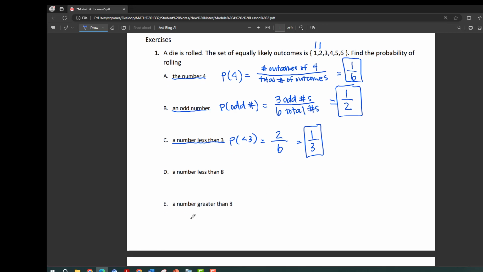Okay. A number less than 8. All right, so all of our numbers are less than 8. 1, 2, 3, 4, 5, and 6. So that means we have 6 out of 6, which is 1, or 100%. And then a number greater than 8. So the probability of a number greater than 8 is 0, because there are no numbers that are greater than 8 on our dice.